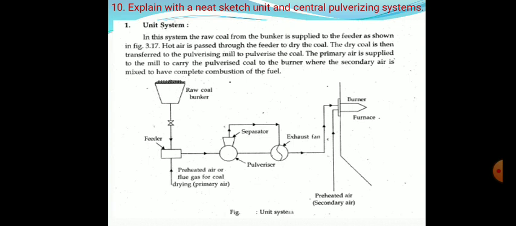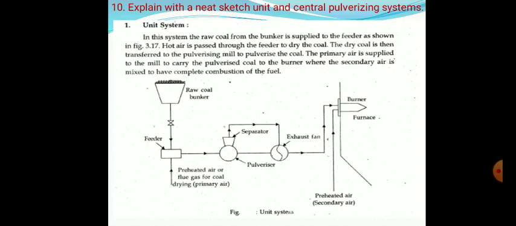Hot air is passed through the feeder to dry the coal. The dry coal is then transferred to the pulverizing mill to pulverize the coal. The primary air is supplied to the mill to carry the pulverized coal to the burner, where the secondary air is mixed to have complete combustion of the fuel.